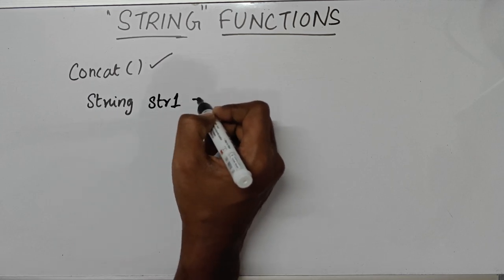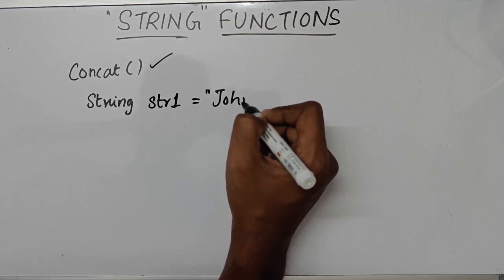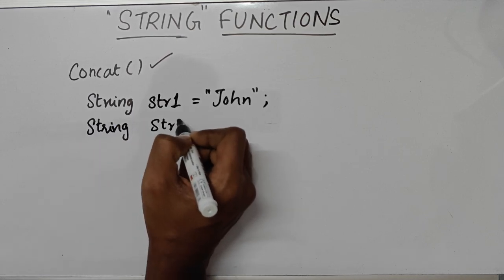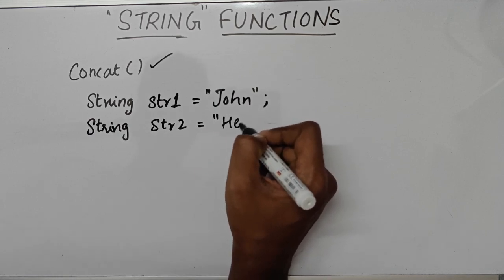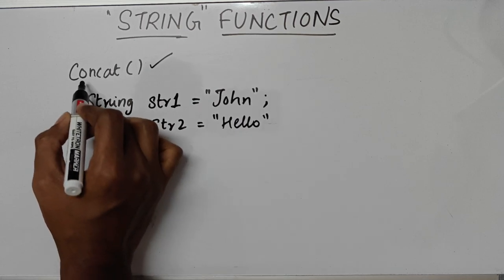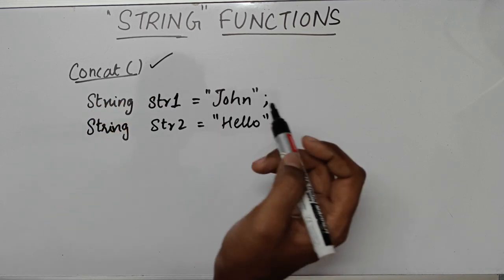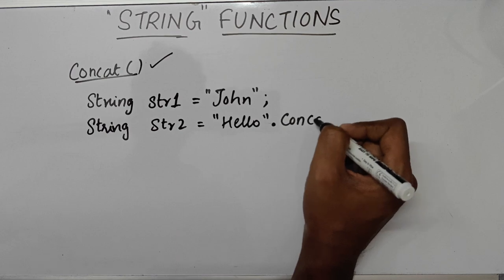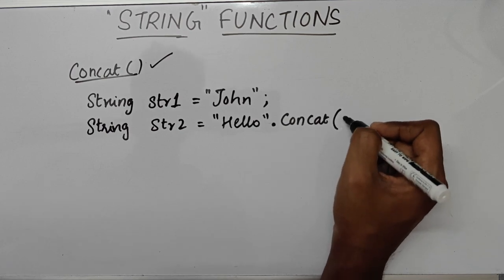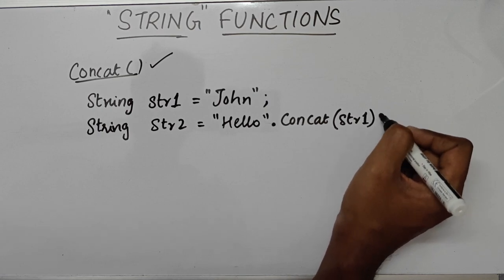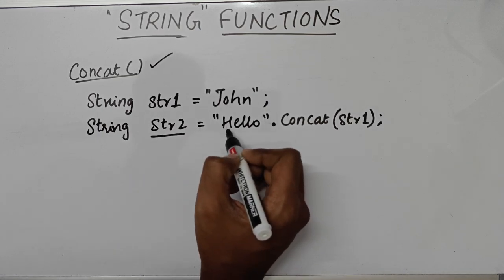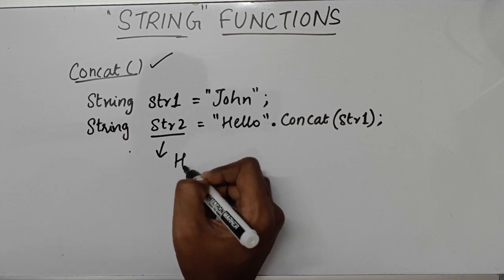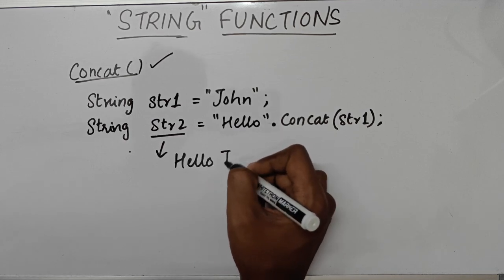So let's say I have string 1, str1, and it holds a name, John. Now I have another string, str2, and it has hello. Now I'm going to use concat to join this string with this. So I'm going to say dot concat, C is small, not capital, then str1. So this way, this string will now have hello and string 1, which is John.